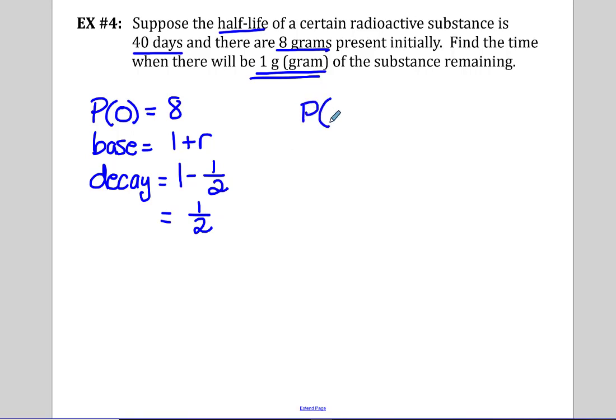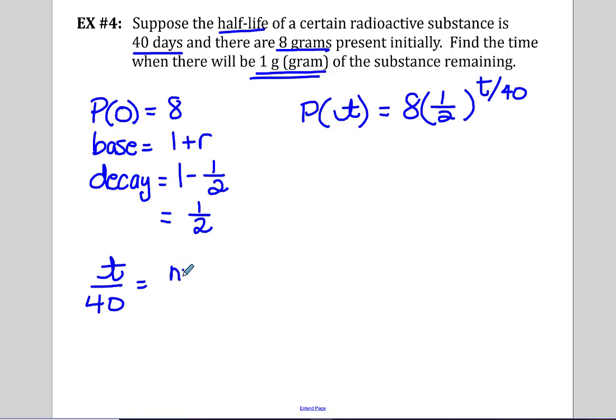So our population model would be the p sub 0 times half, and then I'm going to work this one, the t divided by 40. This is a way that we see in Algebra 2 often. So t over 40 is going to represent the number of half-lives. So that's my power.